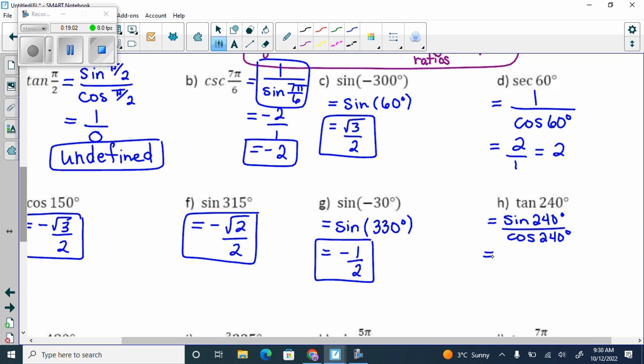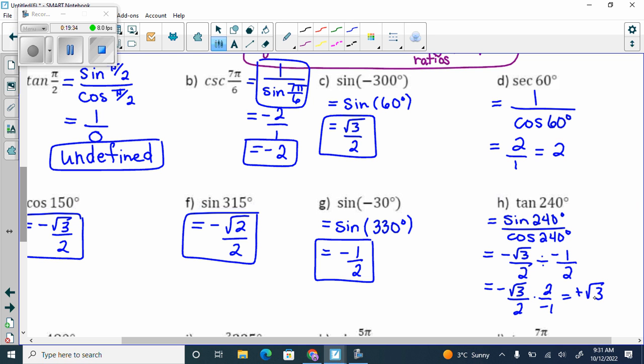Okay. So at 240, what's my answer for sine? Negative root 3 over 2. And then for cos? Now they're both negative, which makes sense because tan at 240 is going to turn out to be positive, correct? Because tan in quadrant 3 is always positive. So I would get negative root 3 over 2 times 2 over negative 1, which is actually positive root 3.